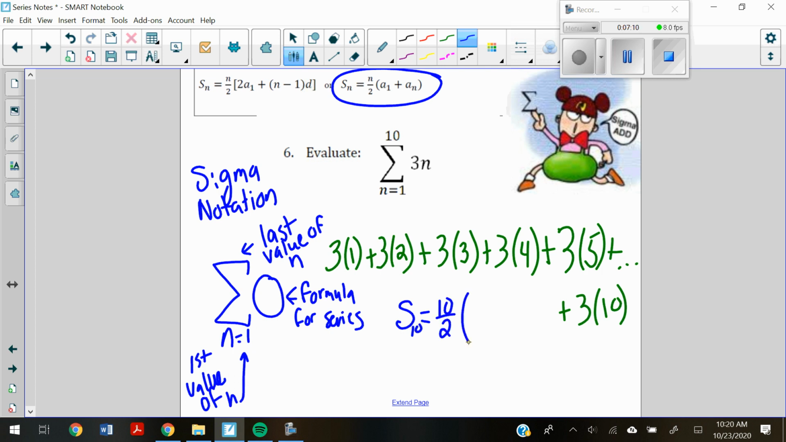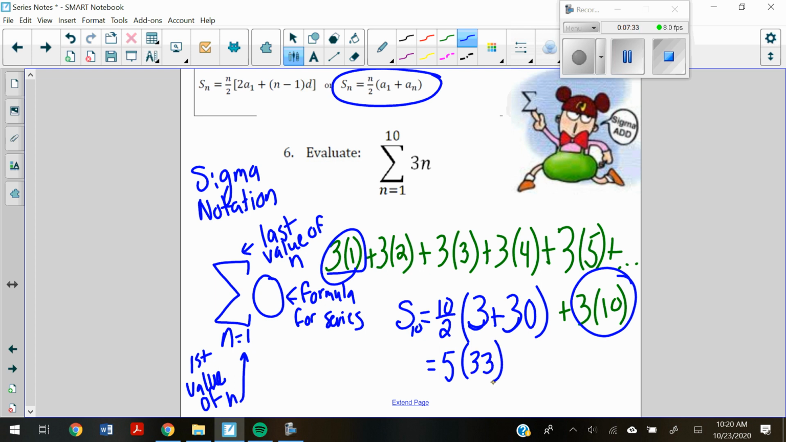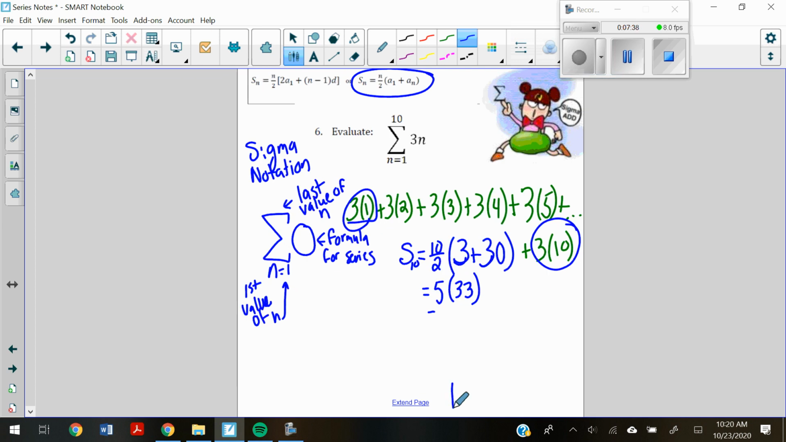Okay, my first term, so that's this, 3 times 1. So we get 3 for my first term. Plus, this is my last term, 3 times 10, so 30. All right, so 10 divided by 2 gives me 5, and 3 plus 30 gives me 33. So if I multiply those, I get 160. Ooh, it moved on me. 165 is my sum of that series.